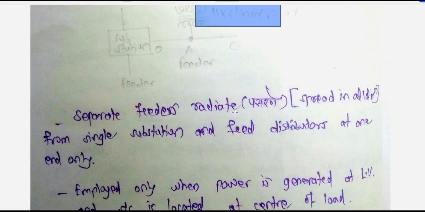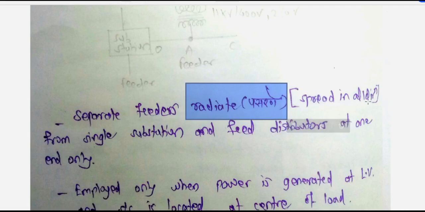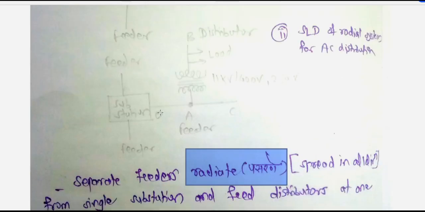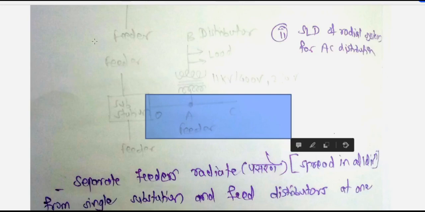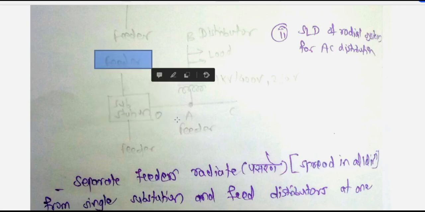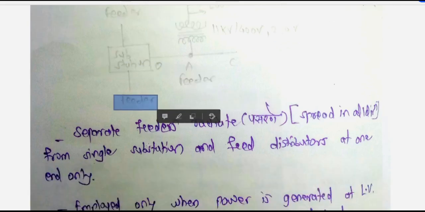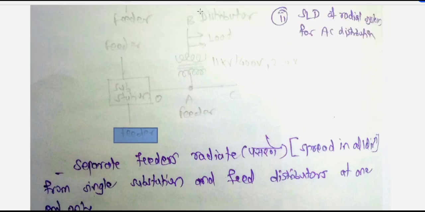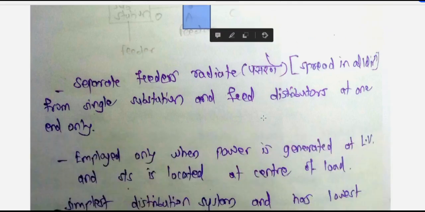Now separate feeders radiate. Radiate means to spread in all directions. So we can say this is one direction, this is the second direction, and this is the third direction. From a substation we are spreading the feeders in all possible directions. So that is called radial. Separate feeders radiate from a single substation and feed distributors at one end only. So that is called a radial.